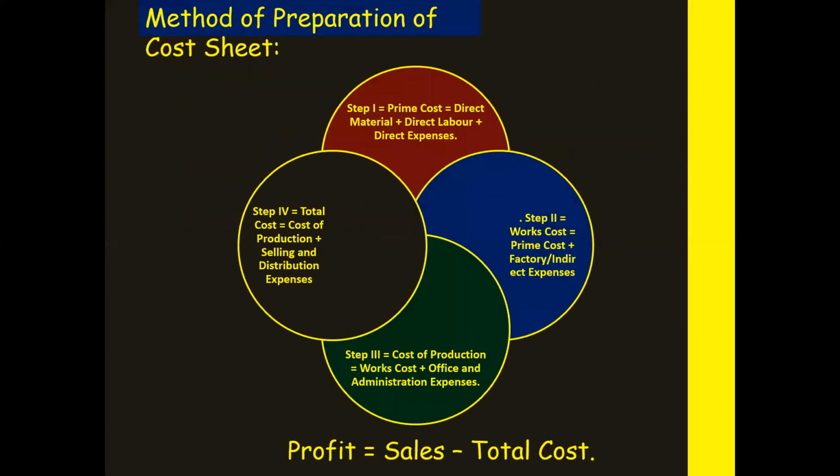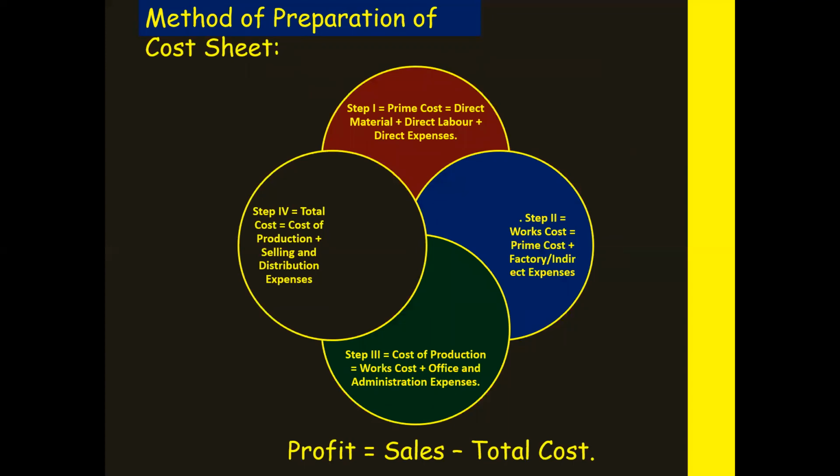So now let's talk about the method of preparation of cost sheet. Now how do we prepare the cost sheet? We have already seen what the components are. So now let's consider it step by step. Step one, prime cost: direct material plus direct labor plus direct expenses. Step two, work cost, that is prime cost plus factory or indirect expenses.